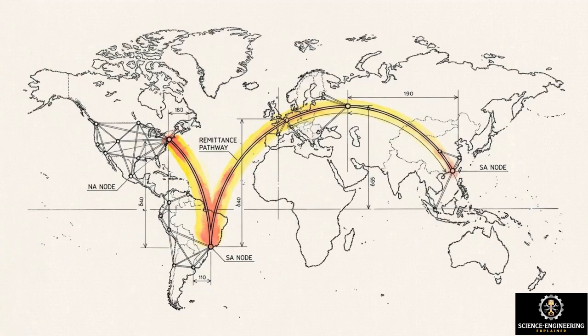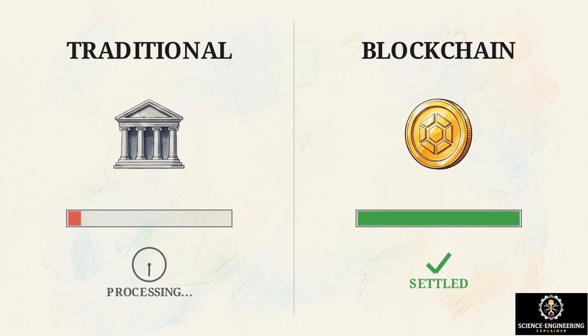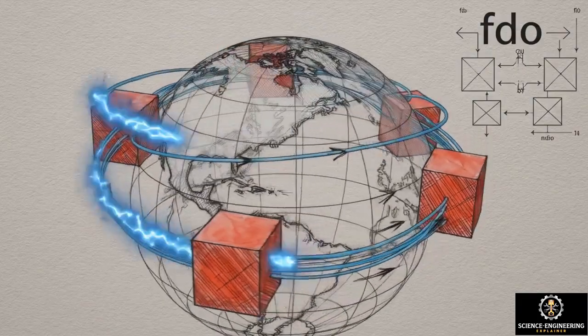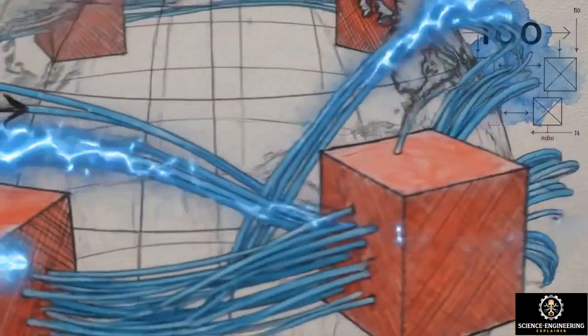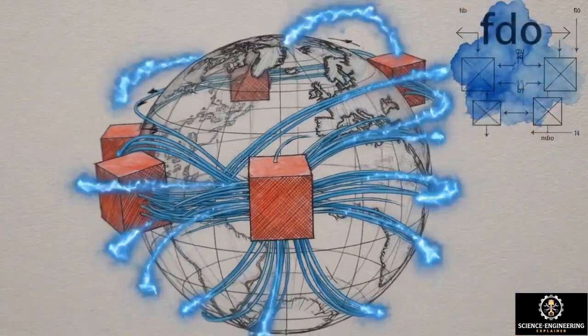Value can move from one hemisphere to another, settling finally and securely in minutes, rather than languishing for days in the traditional correspondent banking system. Today, billions of dollars in transaction value are processed algorithmically every day, entirely routed around traditional financial choke points.